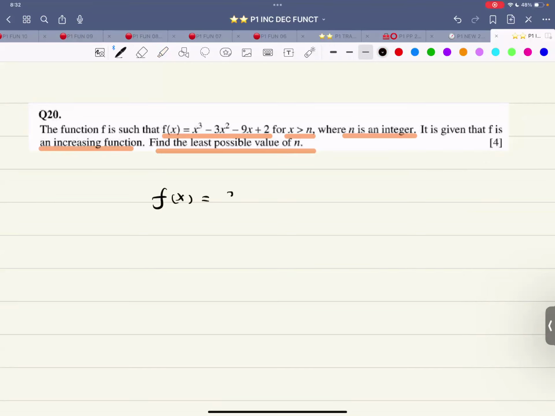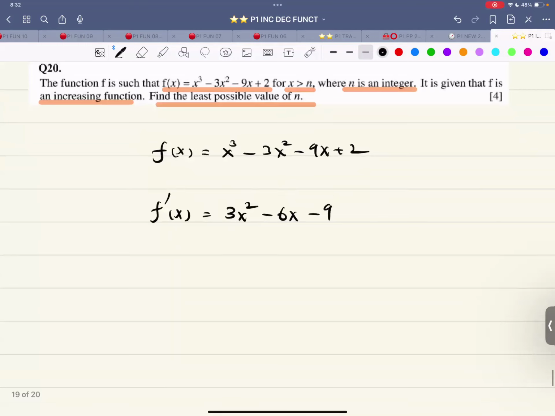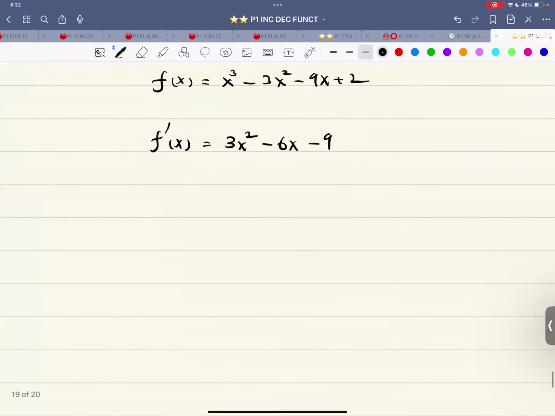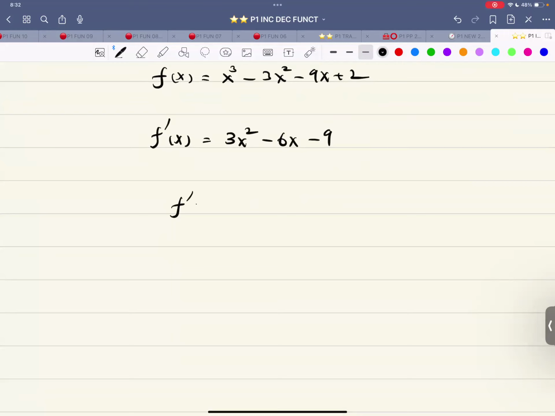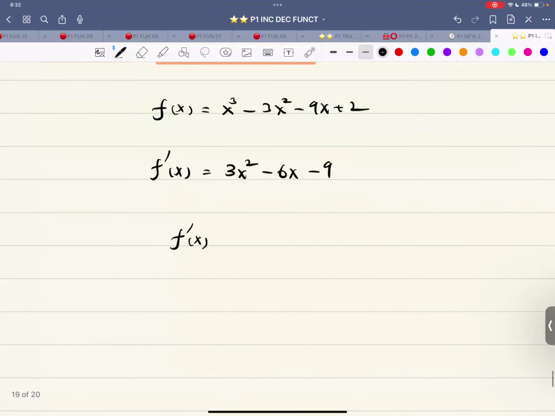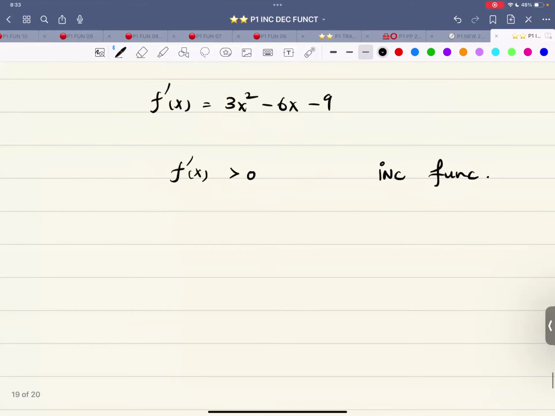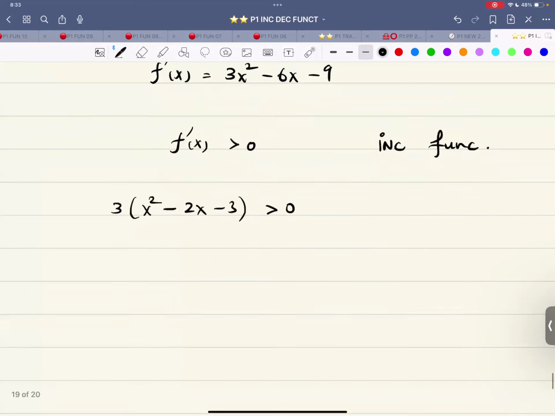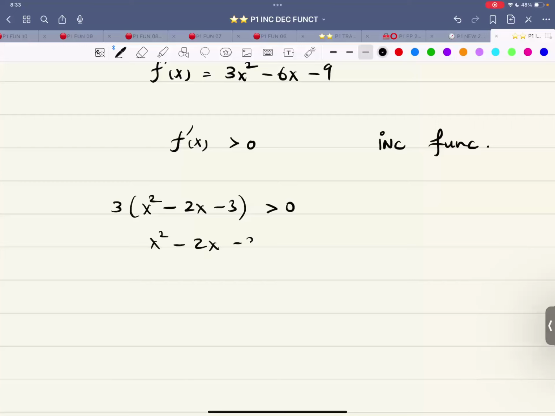f x is 3x cubed, -3x squared, -9x plus 2. f prime x, that is 3x squared minus 6x minus 9. And now let's find the range of values of x. So f prime x, it says that it's an increasing function. So f prime x is greater than 0 because it's an increasing function. 3 common, x squared minus 2x minus 3 greater than 0.